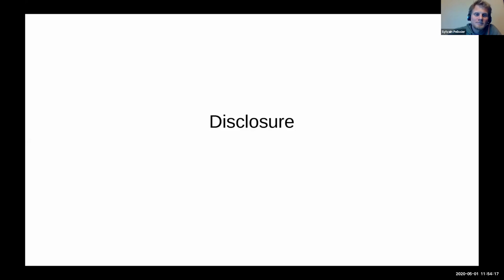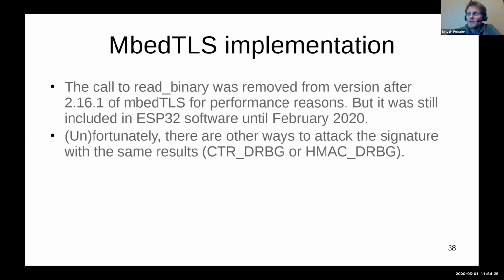As soon as we got the first result, we wanted to disclose this attack to ARM, who managed the library. However, we figured out that the software, which was up to date on ESP32, was not using the latest version of mbedTLS. We then discovered that, in fact, the read binary function we targeted in our attack was no longer used in the up-to-date version, for performance reasons, because it's not that efficient to copy values byte per byte. However, we found another way.